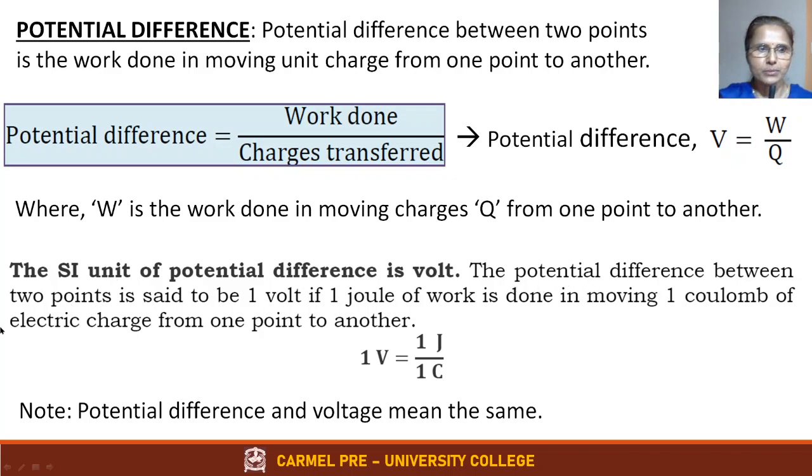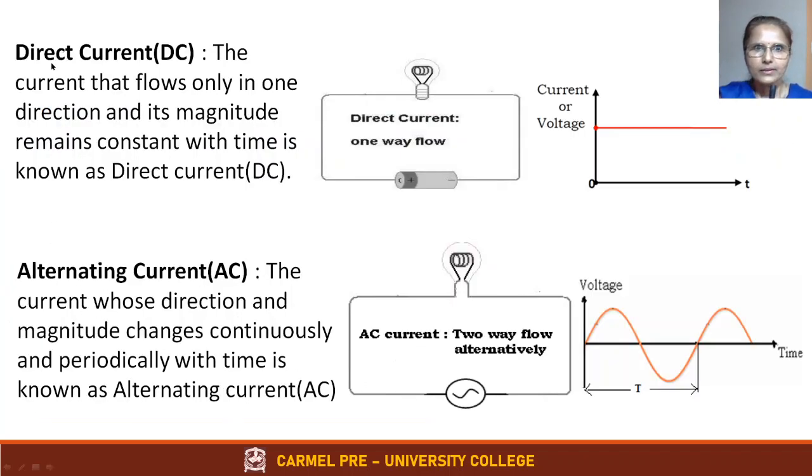The potential difference between 2 points is said to be 1 volt if 1 joule of work is done in moving 1 coulomb of charge from one point to another, or 1 volt is equal to 1 joule by 1 coulomb. Like I told you, potential difference and voltage mean the same. Okay, next, we have to know what is direct current or DC current or voltage and AC current or voltage.